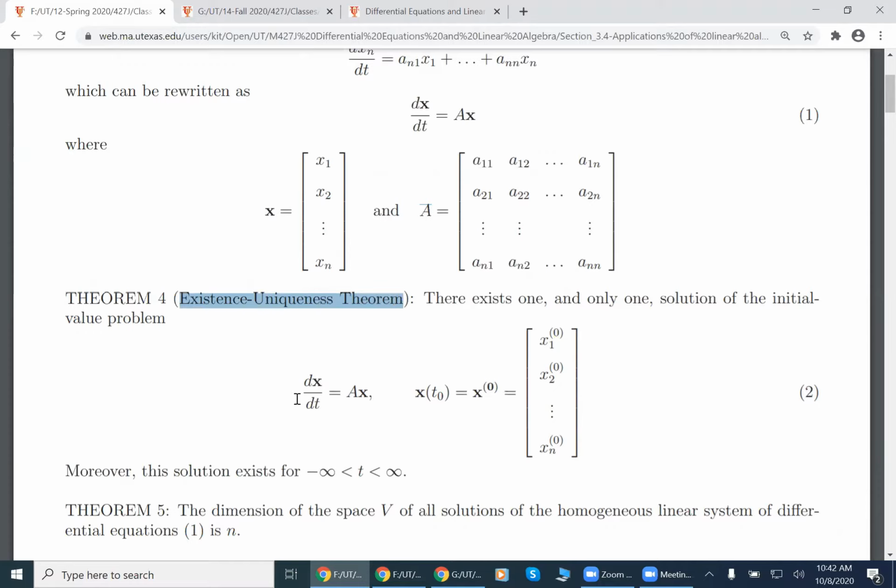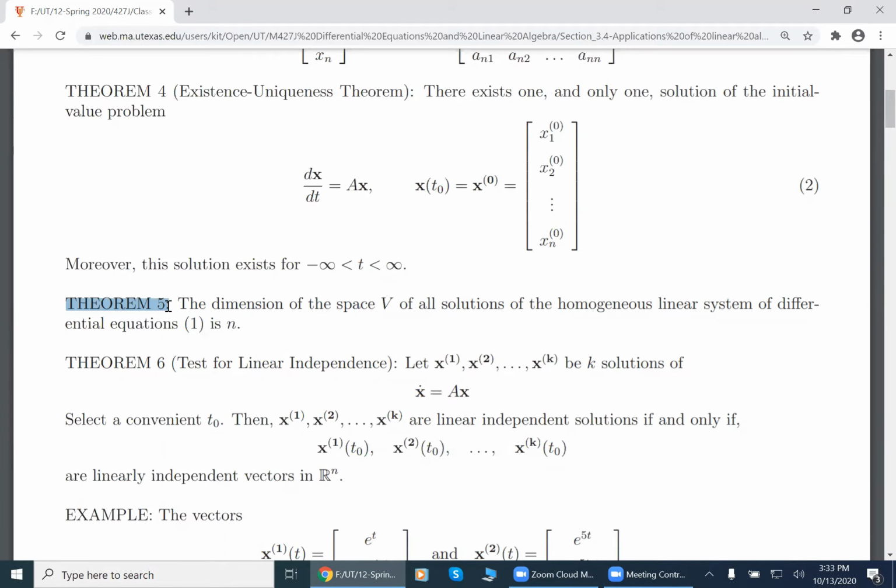Theorem 4 says that if we combine such a system with this initial condition, the resulting initial value problem has a unique solution. Theorem 5. Theorem 5 is very short. It consists of only one sentence, but this sentence is so telling. The dimension of the space V of all solutions of this system is n. Here is what this means.